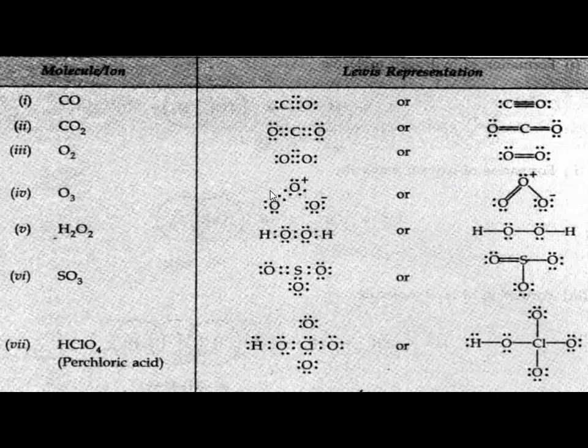Now, just as we have seen the factors favoring ionic bond formation, similarly we have factors favoring covalent bond formation. The factors favoring ionic bond formation are: one of the atoms should have low ionization energy, another atom should have high electron gain enthalpy, and lattice energy should be very negative. So these were the factors we had seen.